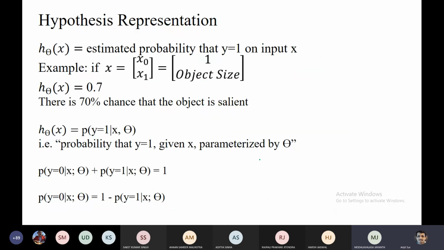So this hypothesis representation, h theta x, estimates the probability that y is 1 on input x. That means h theta x is basically going to estimate the probability of y is equal to 1 when the input is x. What is the probability of y is equal to 1?